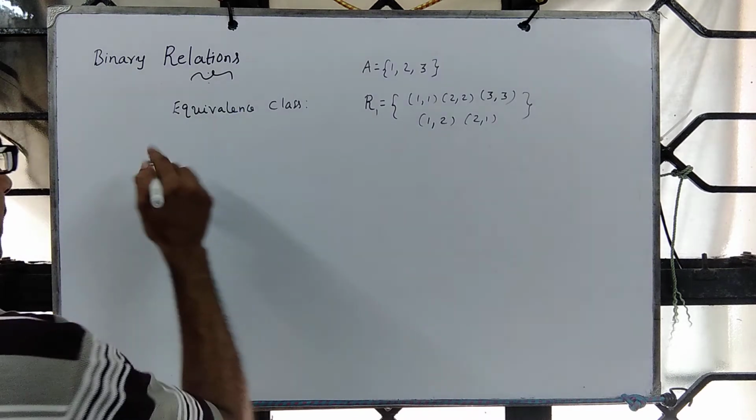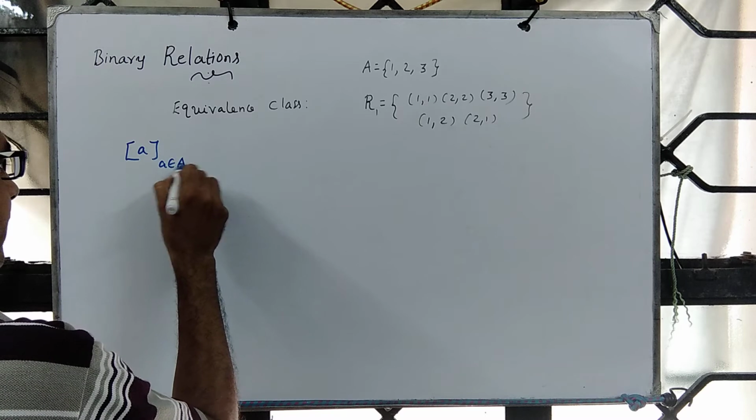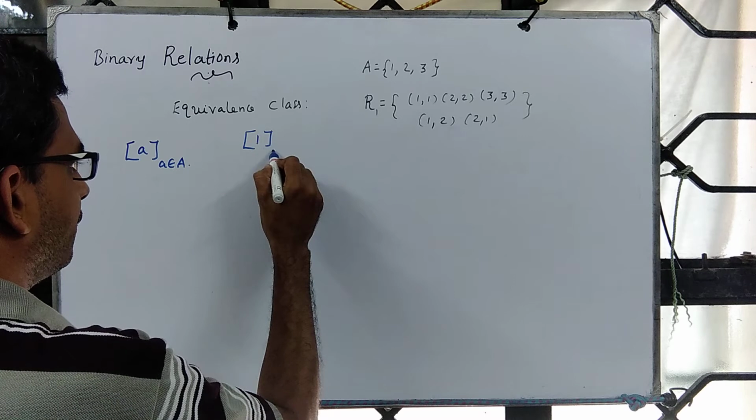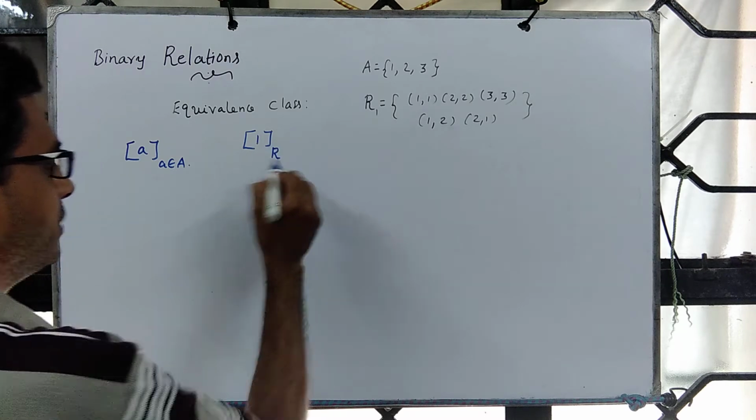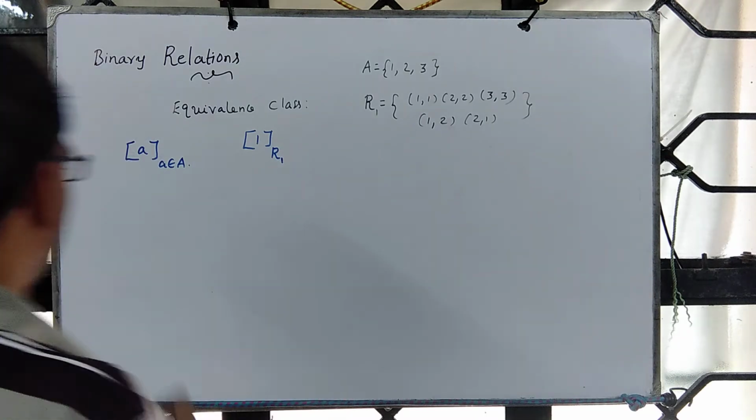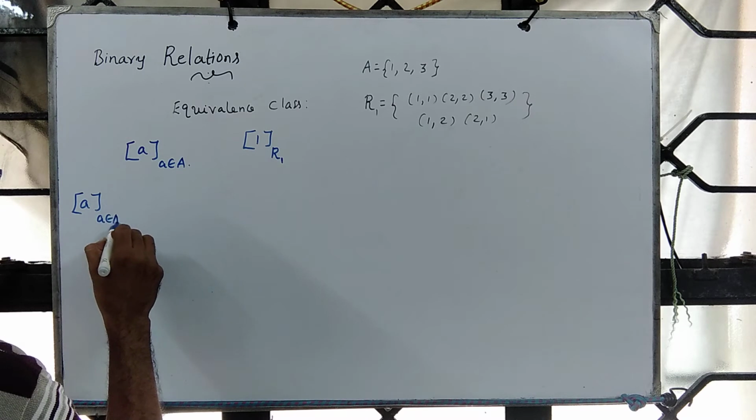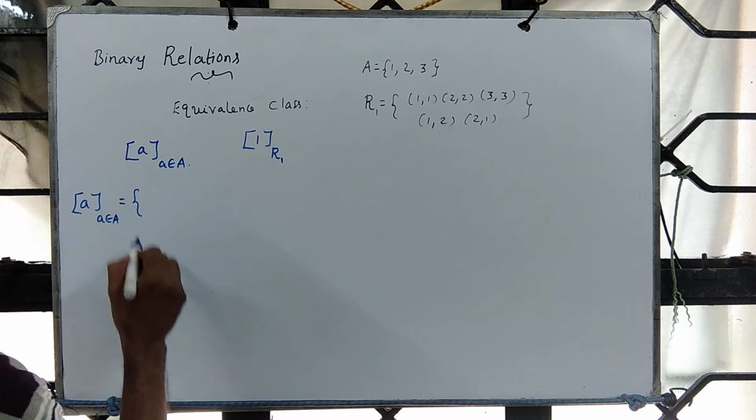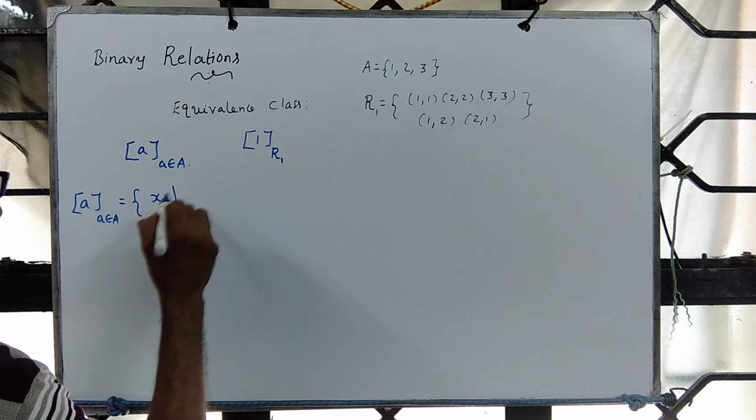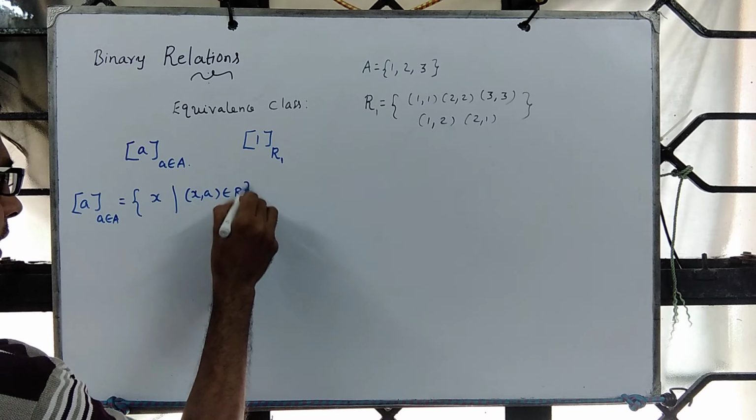It is defined for each element in the underlying set, which means I can talk about the equivalence class of 1. We use the subscript R to denote the underlying relation. The definition is this: for an element a belongs to A, the equivalence class of a is the set of x such that (x, a) belongs to R.